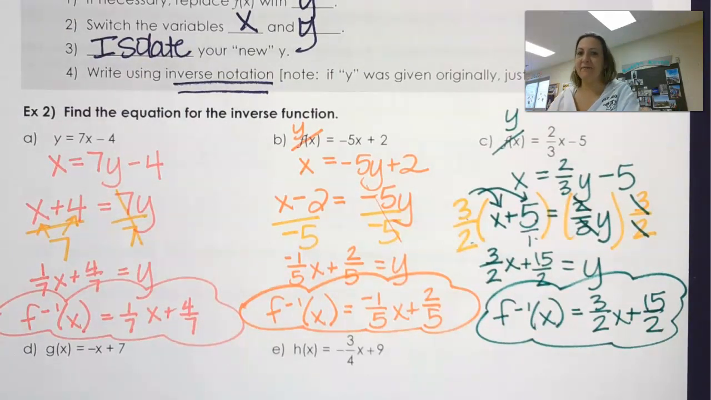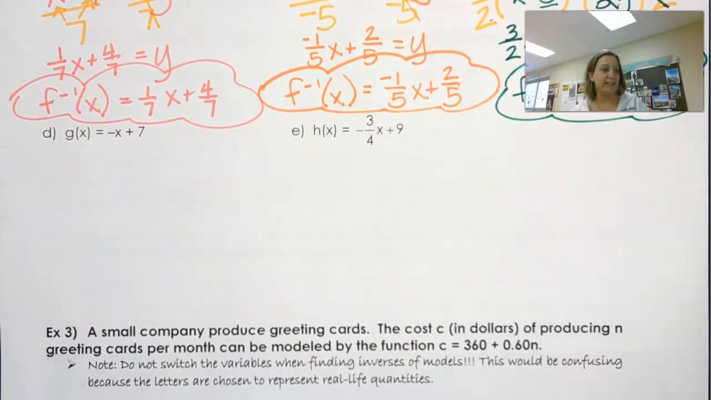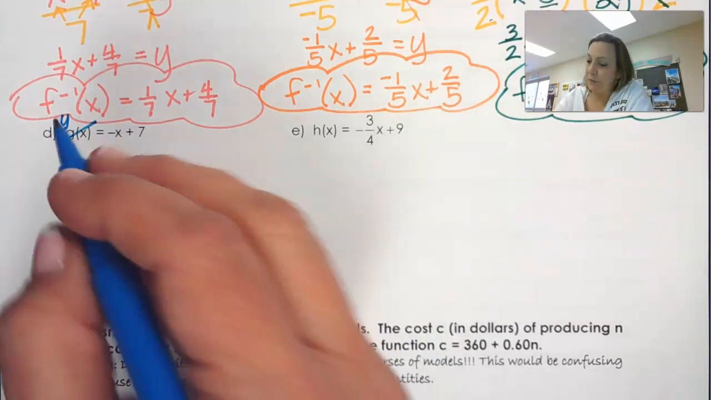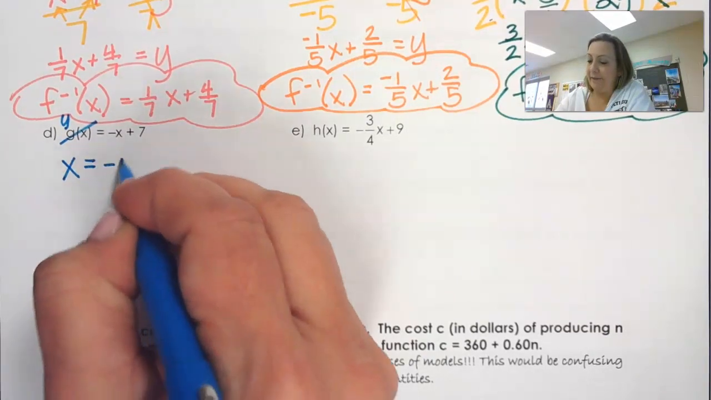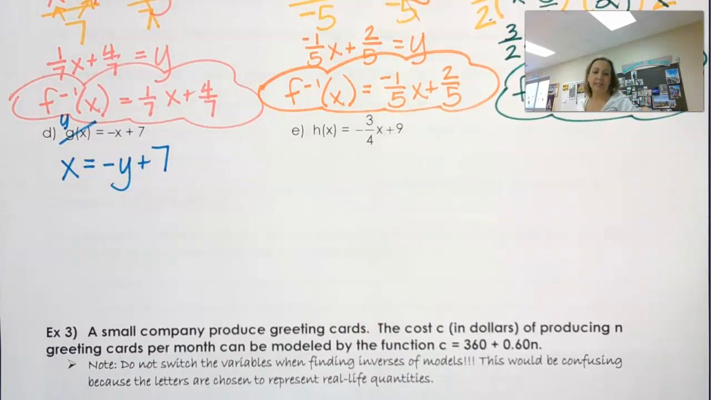This next one's really fun. You'll see why in a minute. Letter D is g of x equals negative x plus 7. Well, we have g of x. We'll replace that with y. Now we'll switch the x and the y. So I have x equals negative y plus 7. Let's isolate the new y.